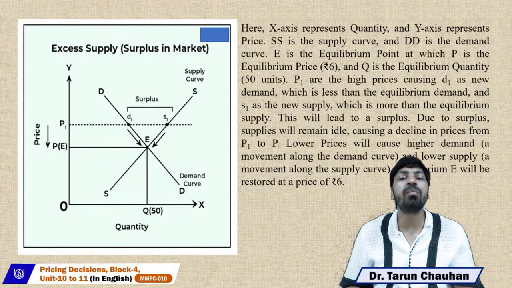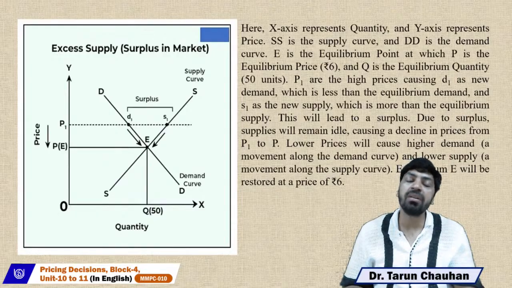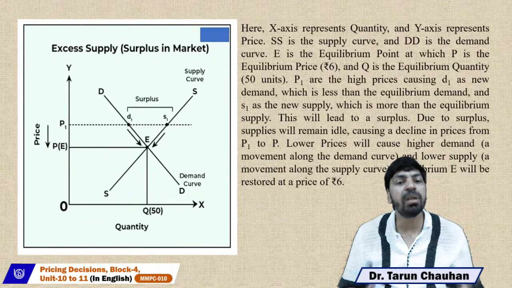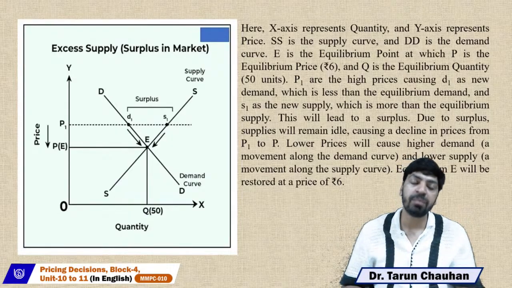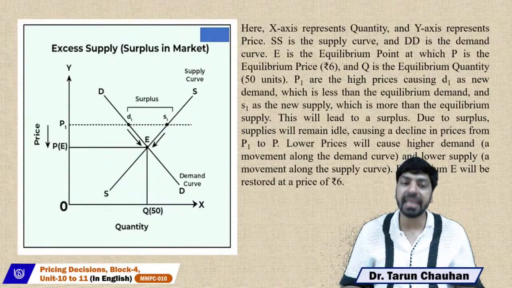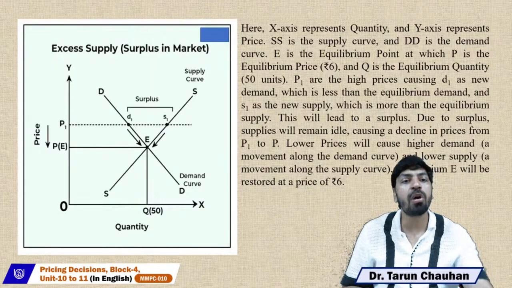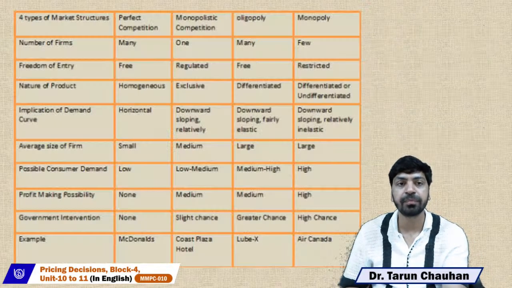That means the movement along the demand curve, and lower supply, that is movement along the supply curve. An equilibrium point will be reached or restored at rupees 6, which is called the market equilibrium price, or at the market equilibrium point, that is E. So this is how you can explain the excess supply case, a supply surplus in the market, and excess demand, which is a shortage in the market.